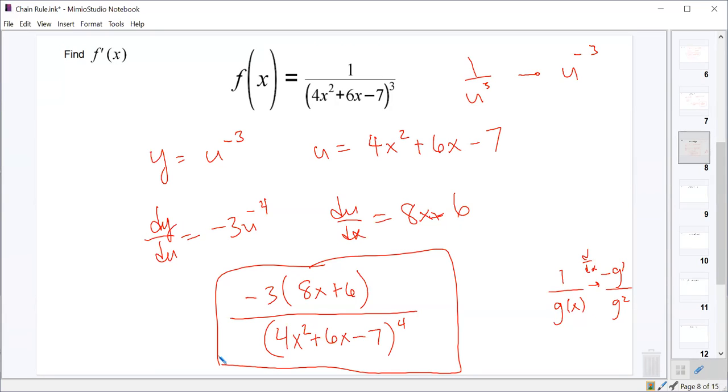Where did that -4 go on you? Where did it go? Yeah, because you got the -3u to the -4. Right, the -3u to the -4. So there's the -3 part, and then this is my u to the -4. I see. Okay. Drop it to the denominator. You could have written it up in the numerator as 4x squared plus 6x minus 7 to the -4 if you wanted. But yeah, normally we'll write it as a positive exponent, especially if it's like a big term inside of it.